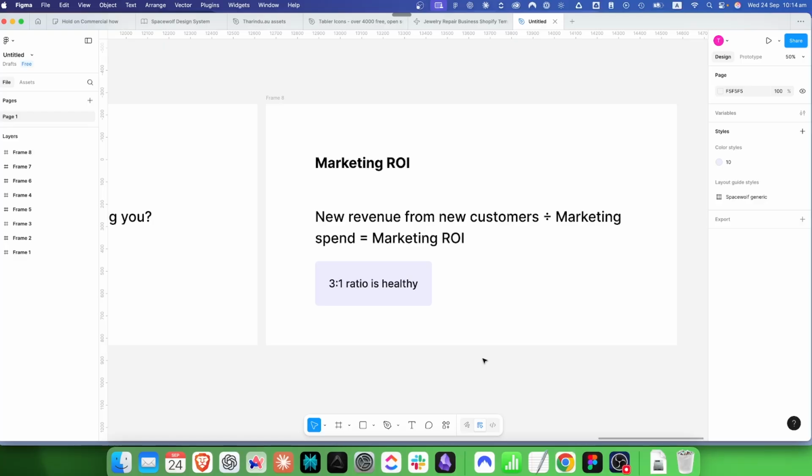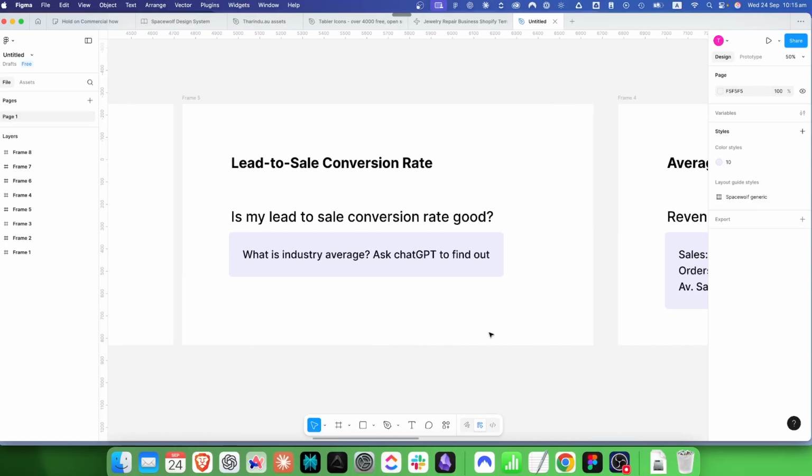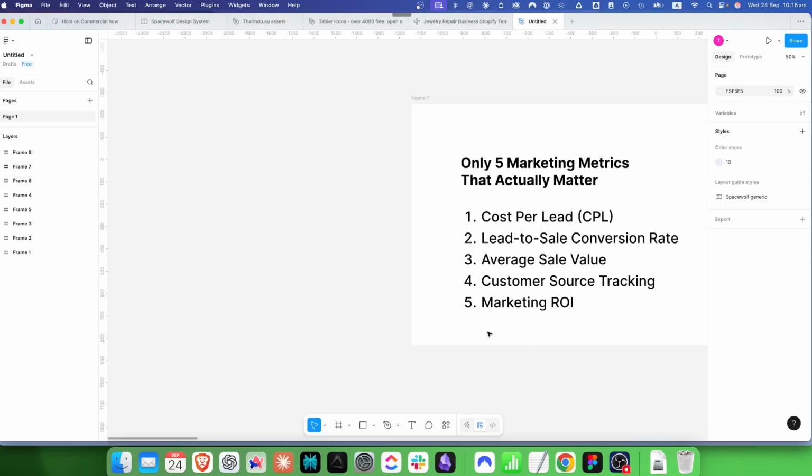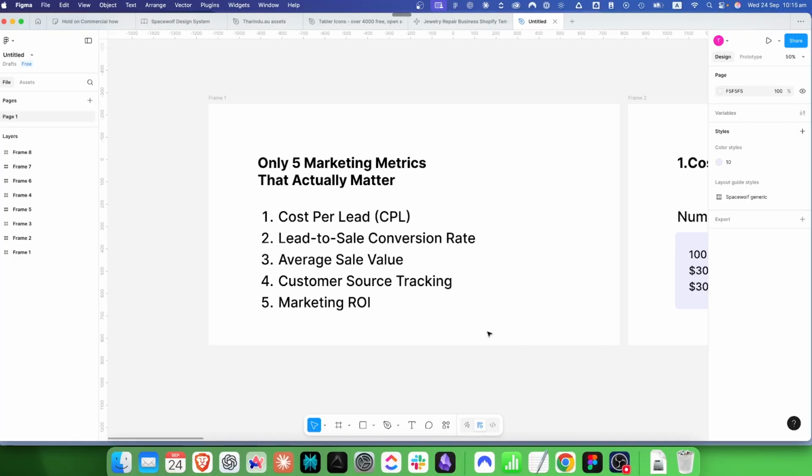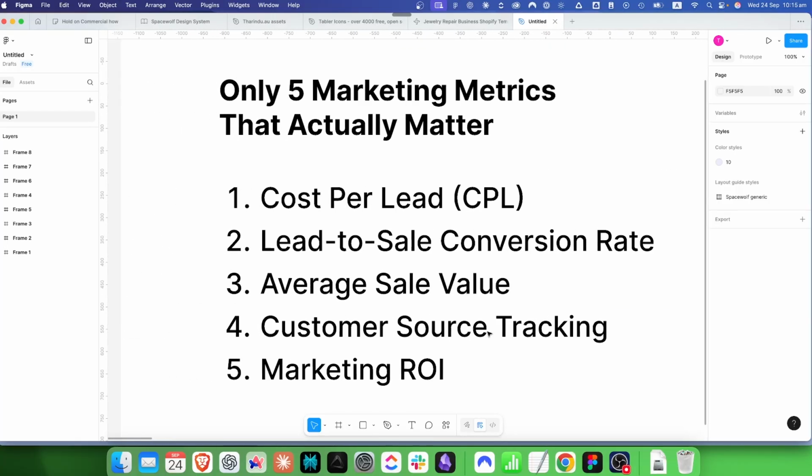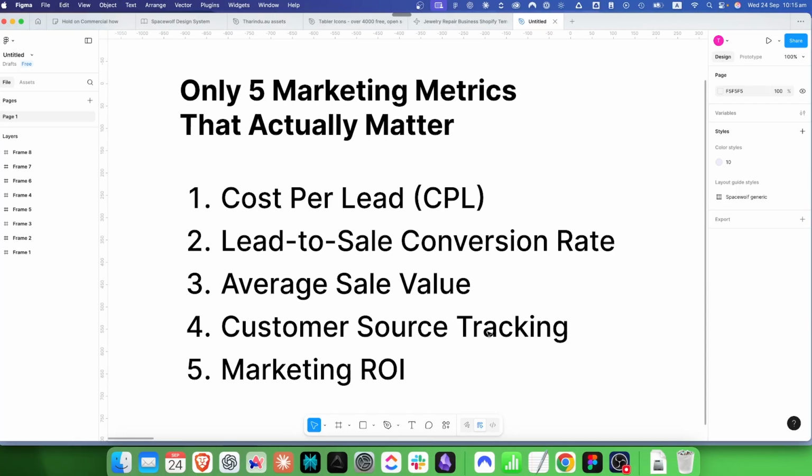All right, let's do a quick recap. Let's go back to the slides. So again, these are the 5 metrics that matter. A lot of marketing people would talk about CTRs, CPCs and all of these numbers. All of that matters, by the way, but these are the top 5 metrics.